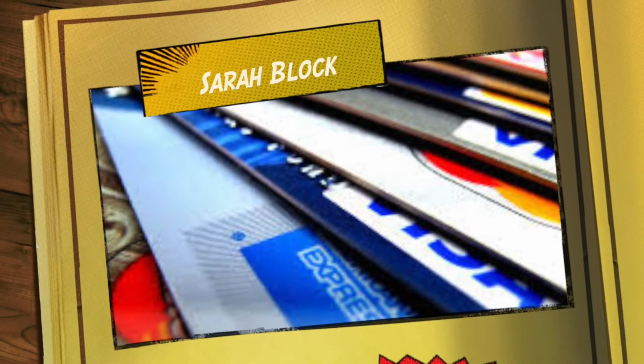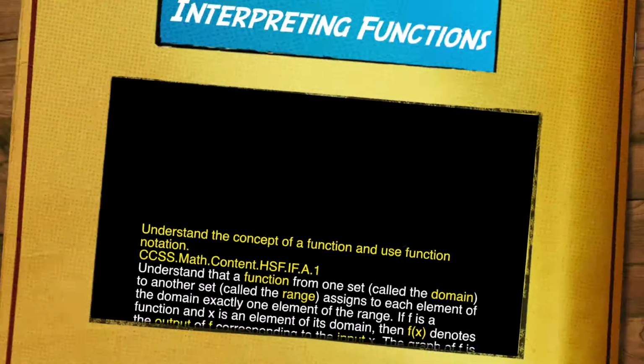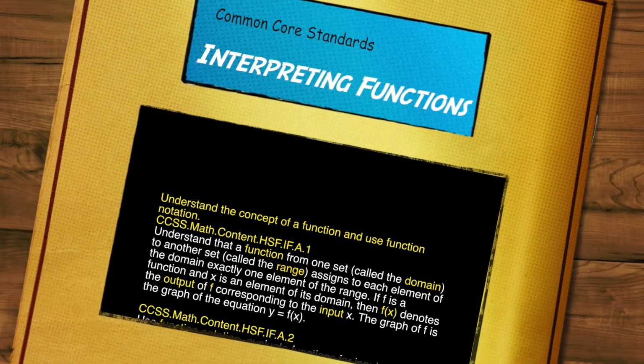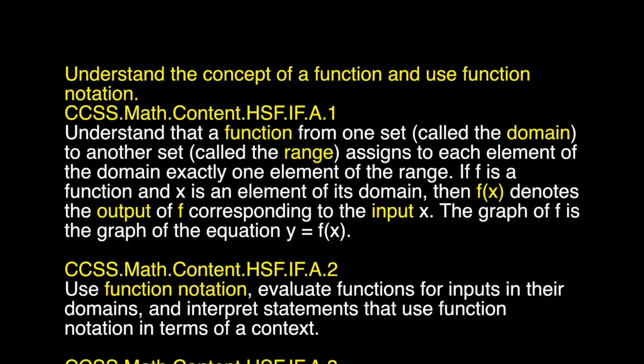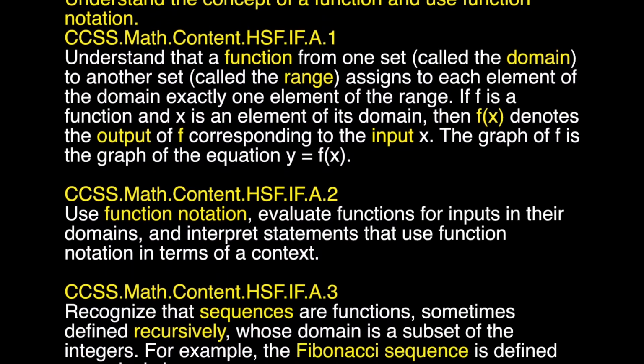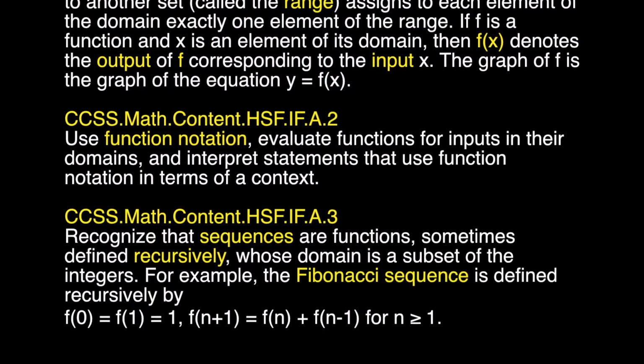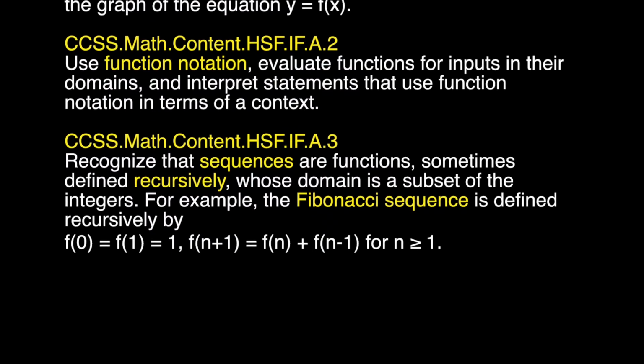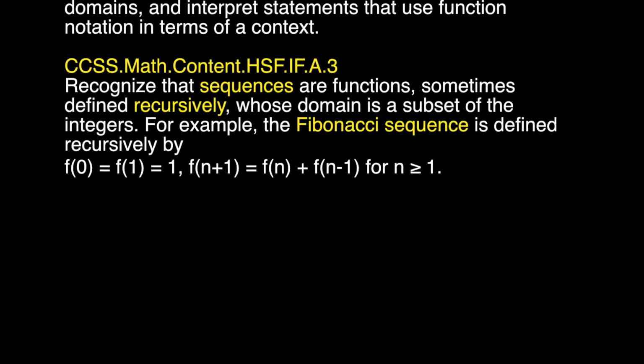The unit addresses interpreting functions in the Algebra 1 Common Core State Standards. There are 3 lessons that are part of the unit to help students master these standards. Students will work in groups of 4 or pairs of 2 throughout the unit. Direct instruction will be brief and limited.